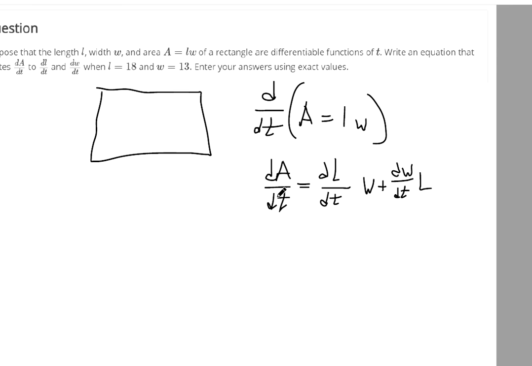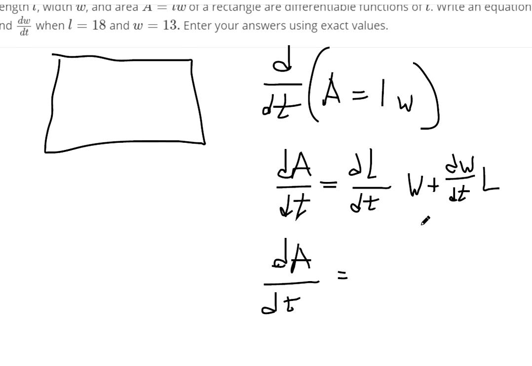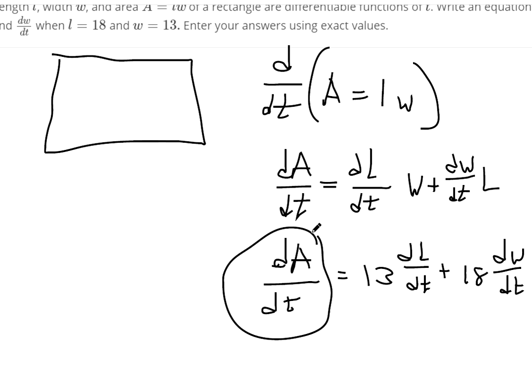I think that's basically it. Now they just want us to plug in the length is 18 and the width is 13. So if you plug that into this equation, the rate of change of the area with respect to time, W is 13, so it's 13 as a coefficient here, 13 dL/dt. And then it's 18 dW/dt. Okay, so the area is changing with respect to time. And what the area is after a certain amount of time is equal to 13 times the rate of change of the length with respect to time, plus 18 times the rate of change of the width with respect to time.